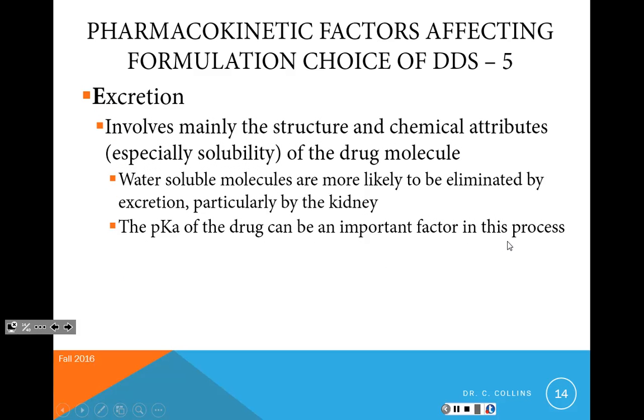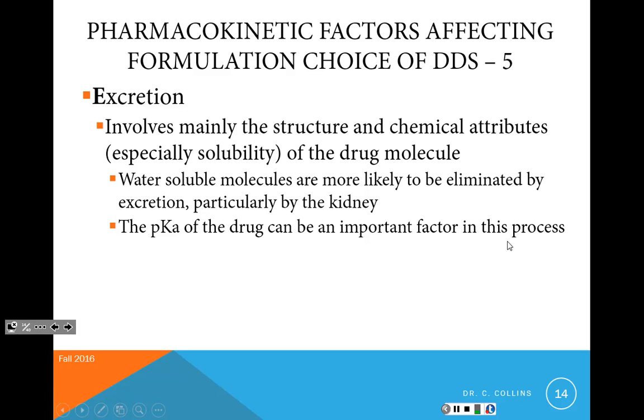Biotransformation, so we can do some things structurally. You can also give other ingredients, non-therapeutic ingredients that might block or alter that biotransformation pathway. Excretion has to do with structure, chemical attributes, especially solubility, because most excretions are done as a result of it being water soluble. Some biotransformations convert drug molecules into something that's more water soluble, and then that's excreted.